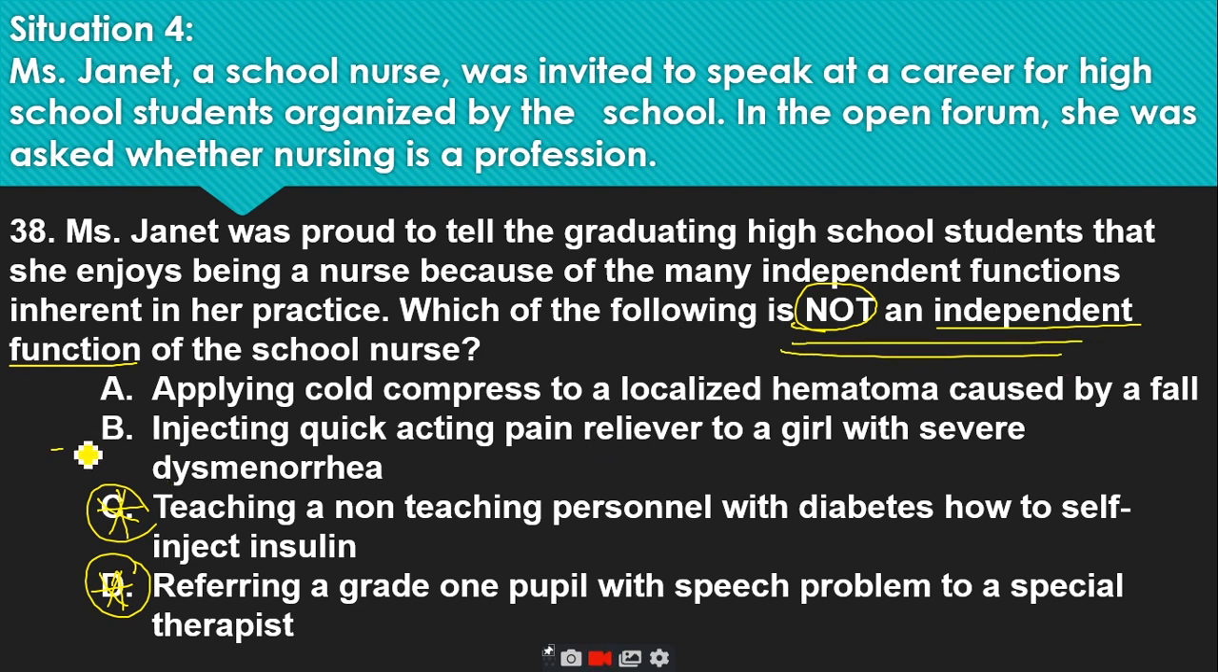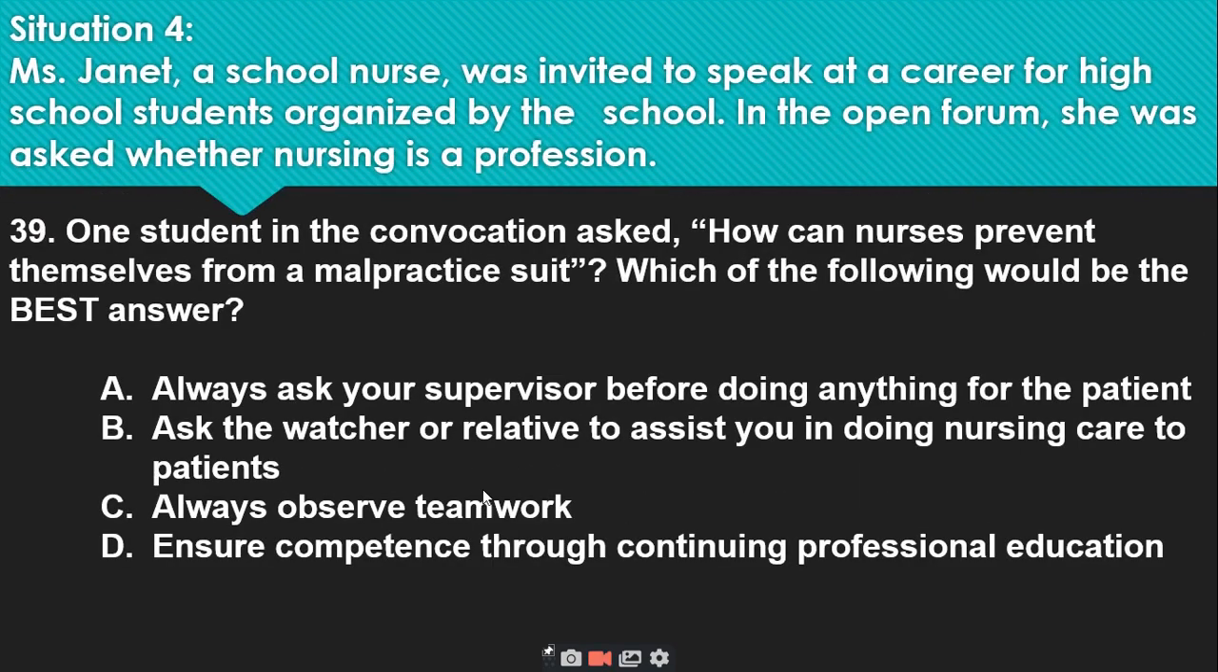So the best answer is letter B, because of the word inject, quick acting reliever to a girl with severe dysmenorrhea, that is part of the dependent intervention that is requiring doctor's order. Let's now have our 39th question.